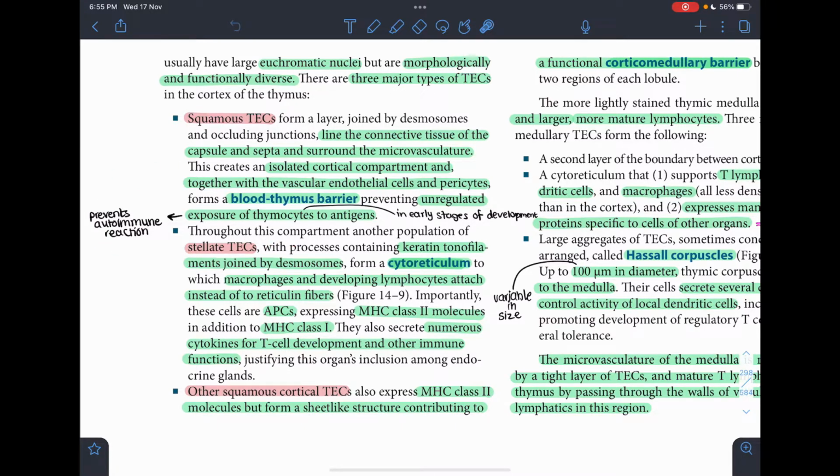Throughout this compartment, another population of stellate TECs with processes containing keratin tonofilaments joined by desmosomes form a cytoreticulum.